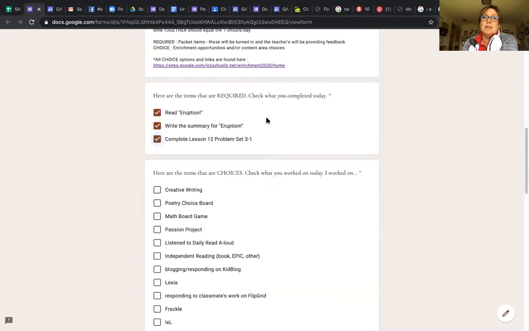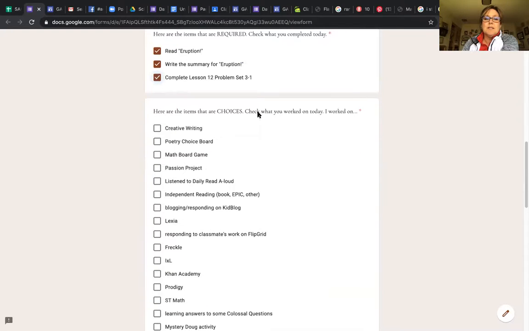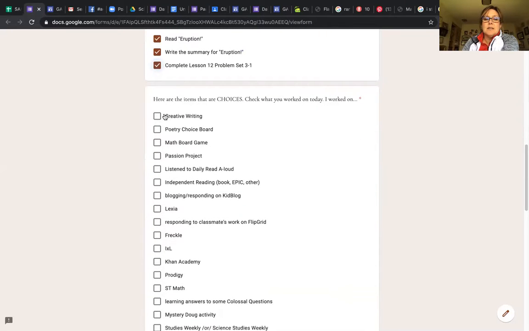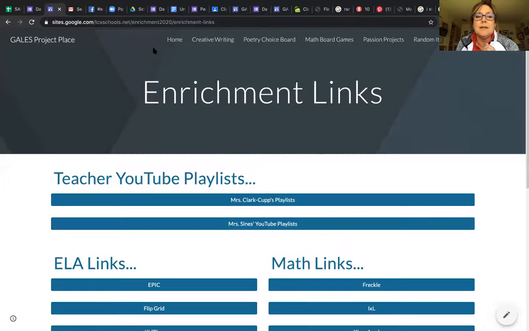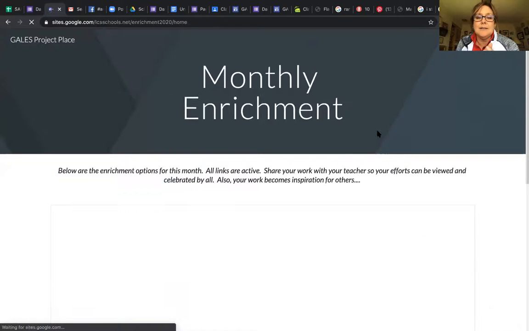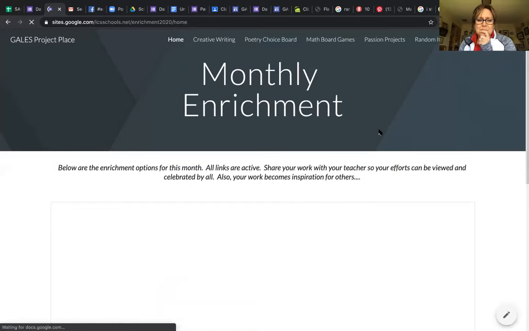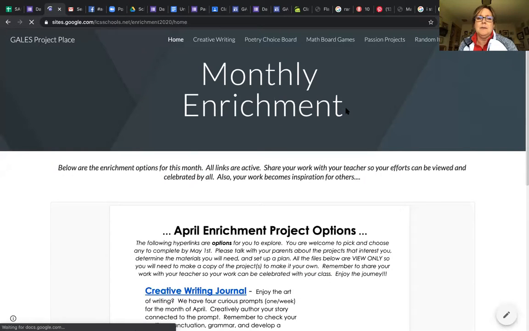That'll probably take your kids 30 minutes, if that, which leaves at least 30 more minutes that they need to be working on something. That's where the choices come in. So if you come down here, it shows all of their choices. These first four go along with our April enrichment opportunities. I think that's where we're kind of getting a little blurry too. Let me show you what we have done, what I did, and the other Gales teachers are using it as well. Put everything in one spot, okay, which I think we need.